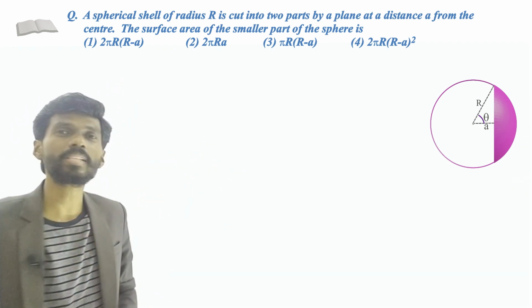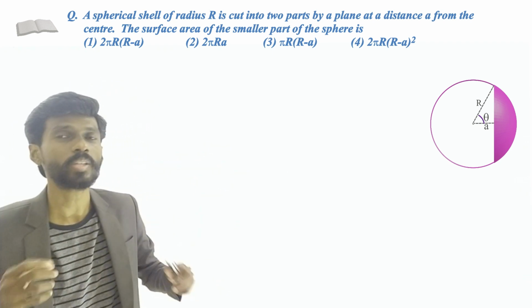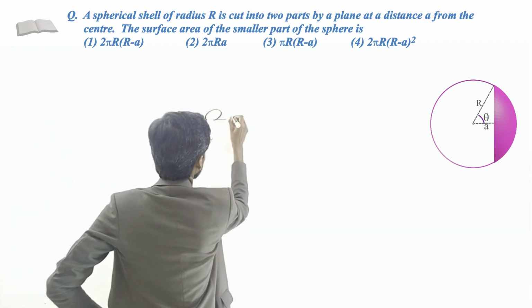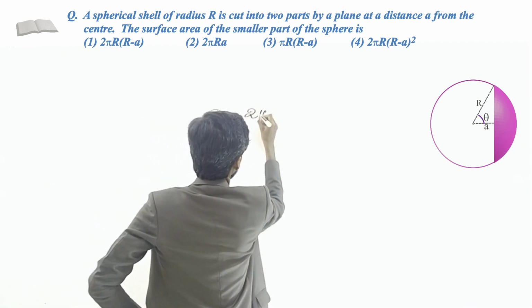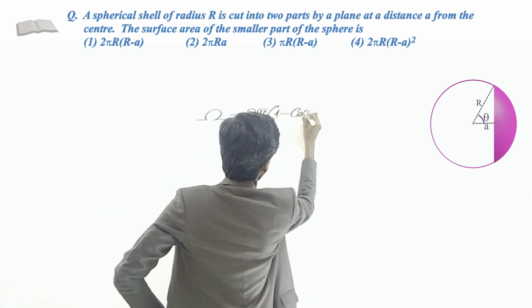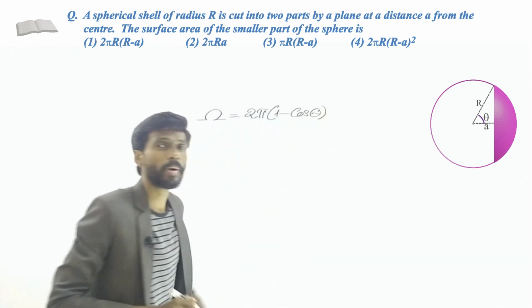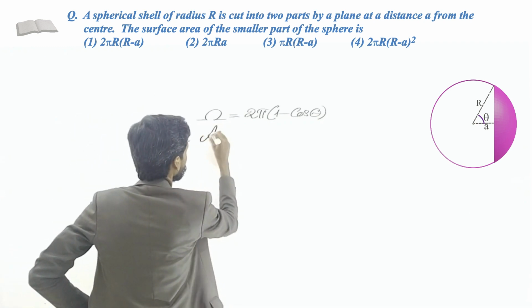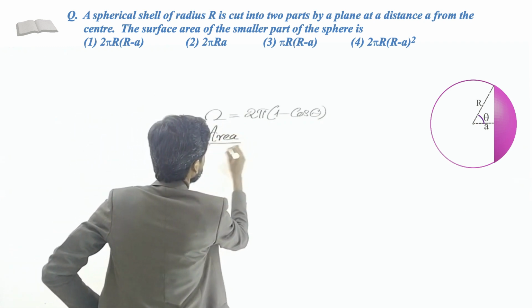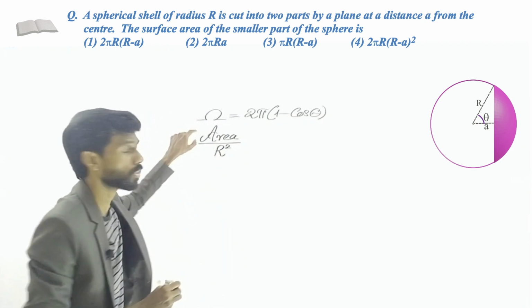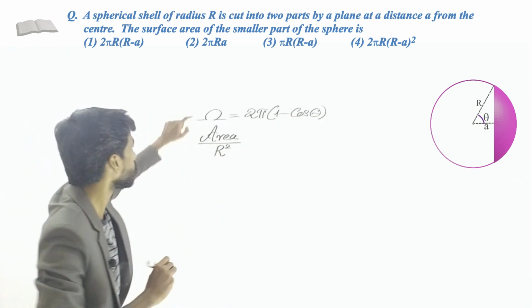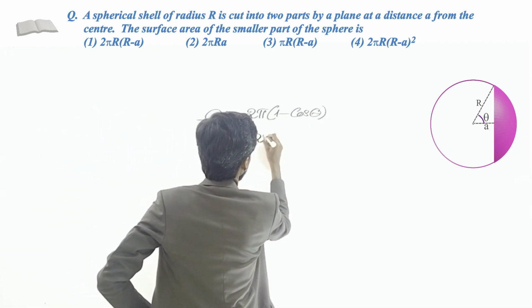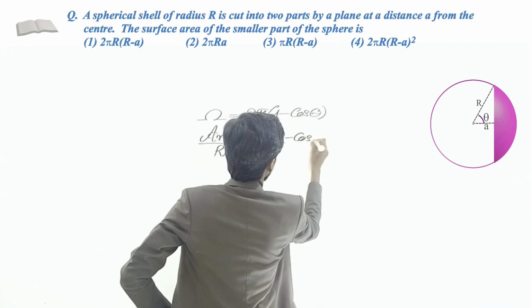Now we know the relation between the solid angle and plane angle, so we have to use the concept of solid angle. The solid angle equals 2 pi multiplied by 1 minus cos of the plane angle, which is theta. But what is the formula for solid angle? That is area of the curved part divided by the square of the radius, r squared. So area by r squared is the definition of solid angle. So this equals area divided by r squared, which is the same value, 2 pi multiplied by 1 minus cos theta.